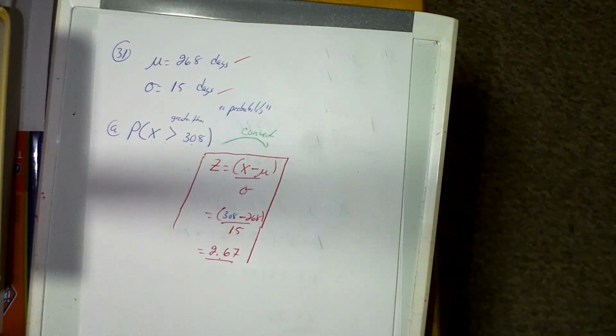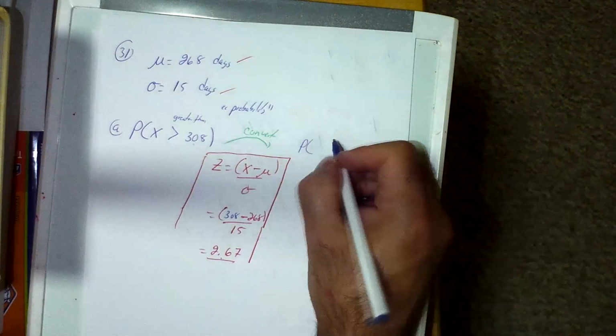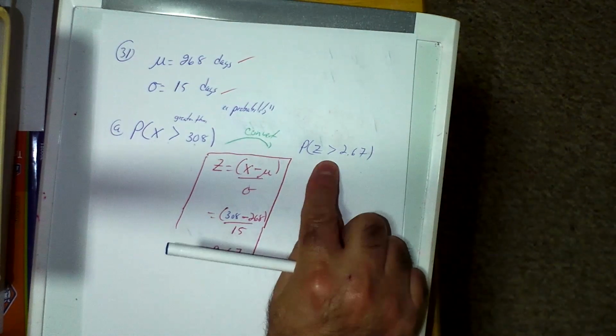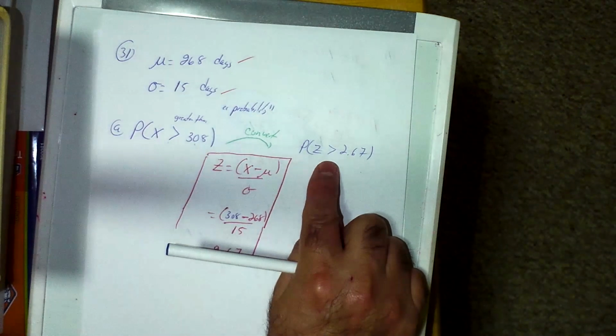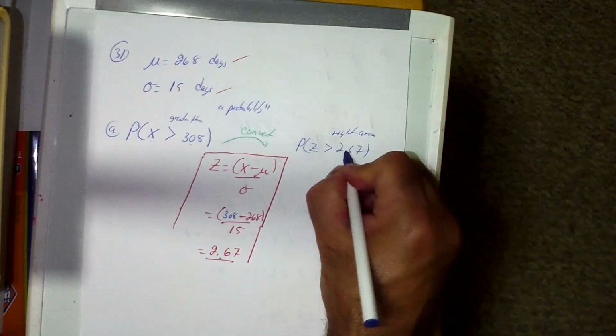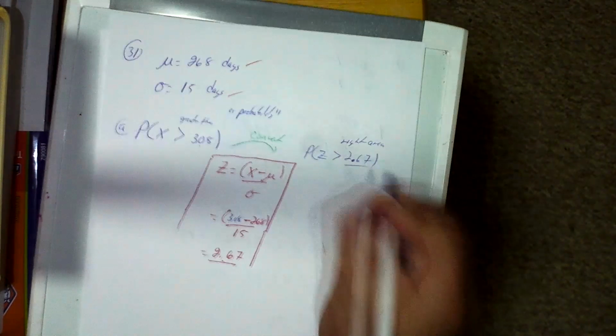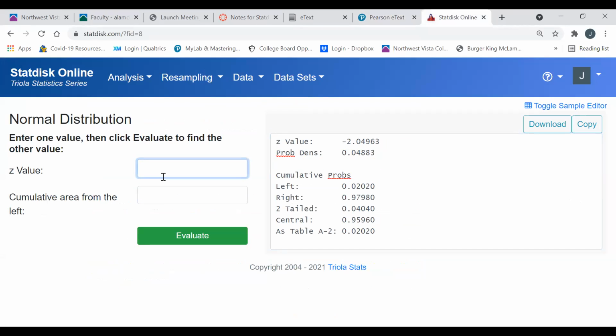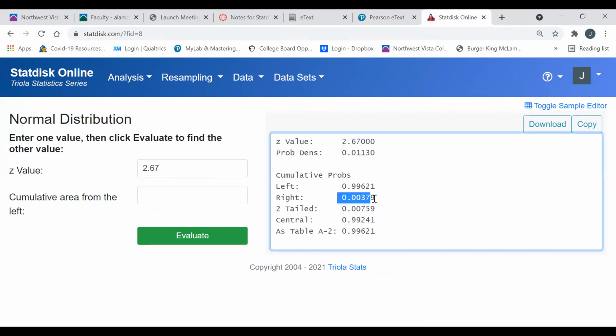And then we can convert it to a z. So z is, keep the symbol, greater than 2.67. Because it's greater than, I'm going to look up the right area. We're going to plug that number into StatDisk and look at the right area. You put 2.67 up here in this box. Right, there it is. So my answer is 0.0038, or in percentage, 0.38%.